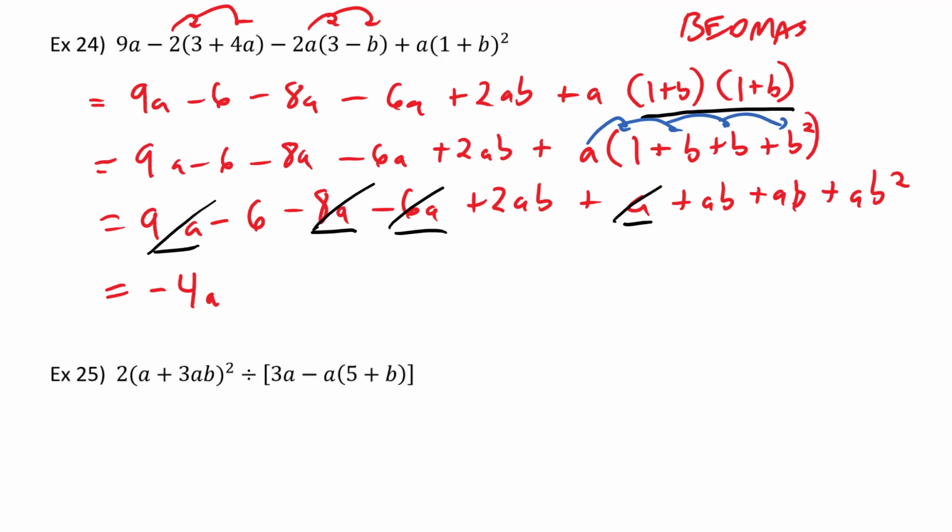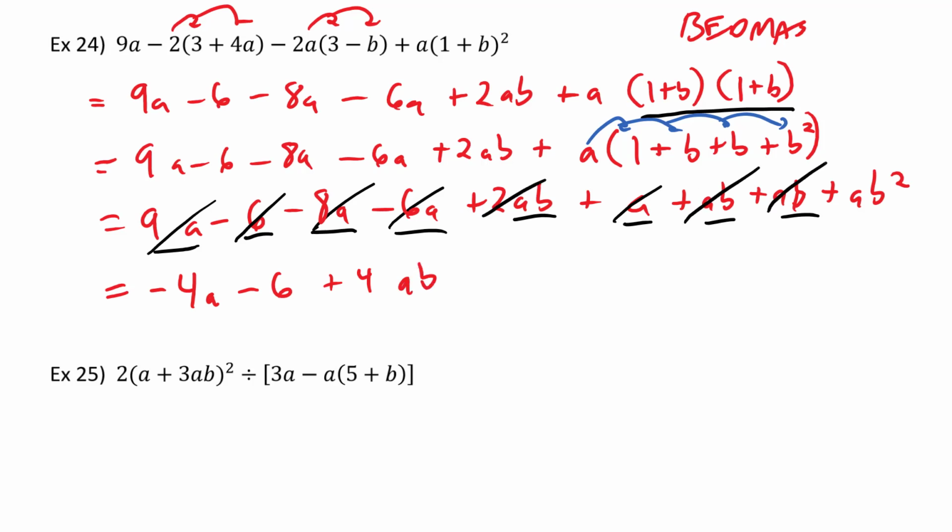Next up, we have our constant. Any other constant? There are no other constants, so we'll just write that as minus 6. We'll cross that off. Then we have ab, ab, and ab. We have 3 of them. 2 plus 1 is 4ab.